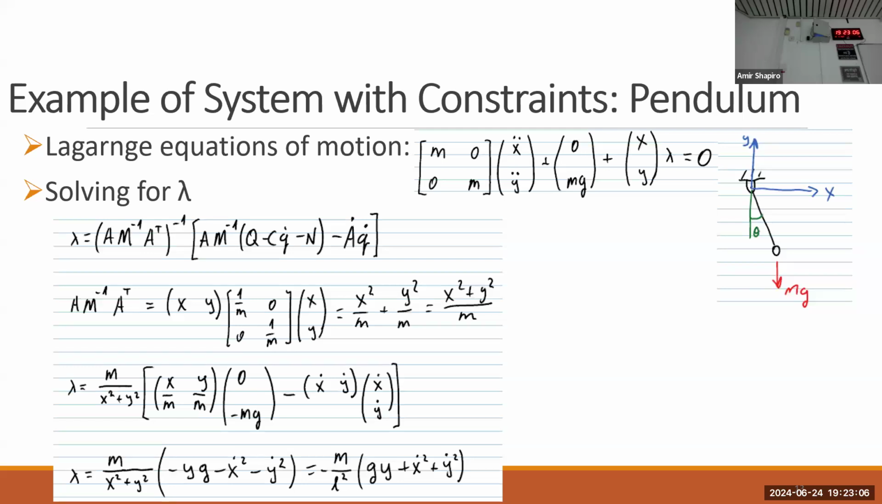So in general, lambda, we can solve. Lambda is this: we solve this, this is y, m over n, it's y g, minus x dot square minus y dot square. So this is the general solution.